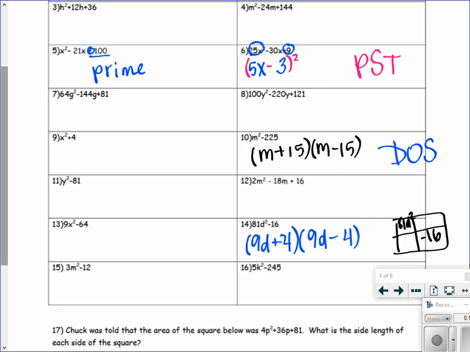So if you look at number 9, what is it? It's prime. Why? If there's a plus sign in between, it's in Algebra 1 not possible to go further.